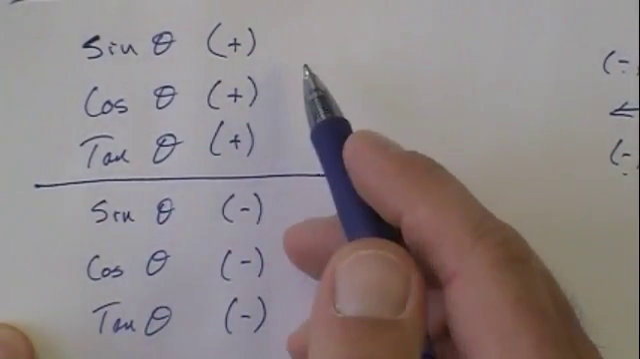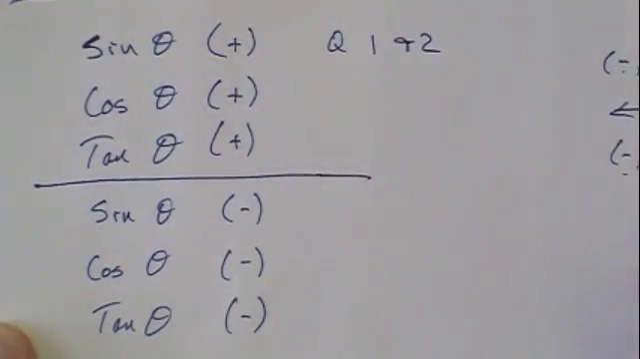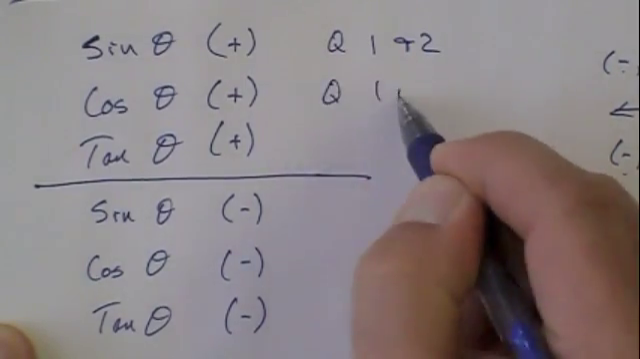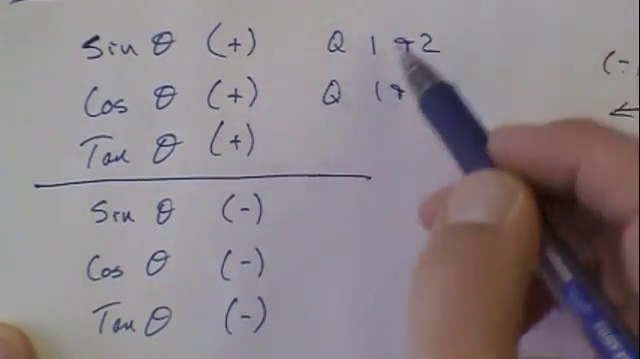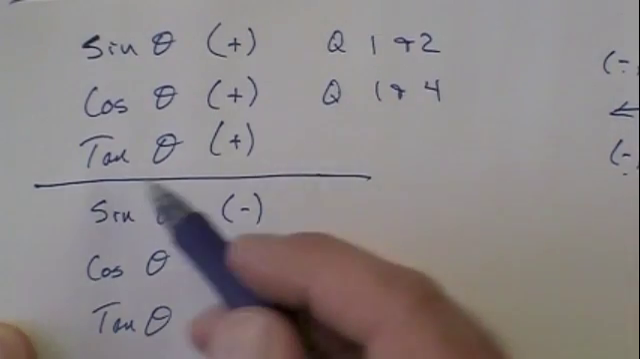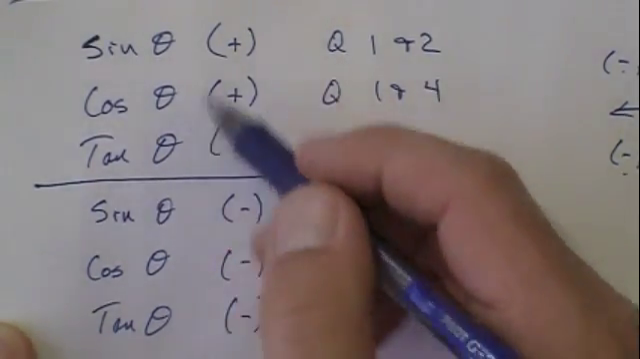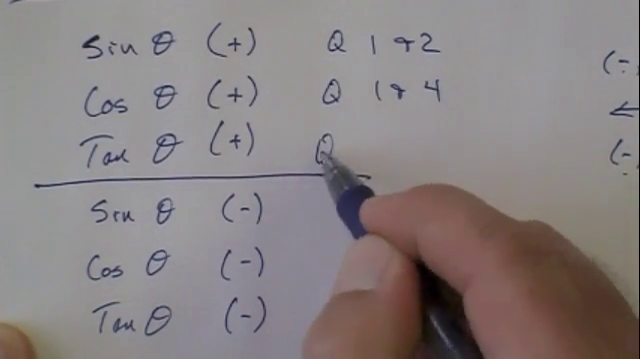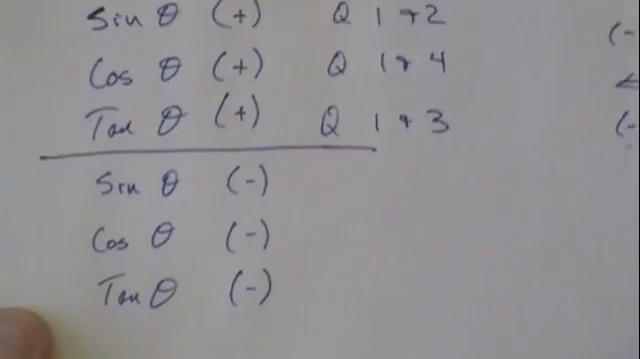Our sine values should be positive when we're in quadrants 1 and 2. Our cosine values are going to be positive when we're in quadrants 1 and 4. Again, sine values are positive when we're up, 1 and 2. Cosine values are positive when we're to the right, 1 and 4. Now tangent values are going to be positive when sine and cosine have the same sign. So for tangent, quadrants 1 and 3 is where it's going to be positive.